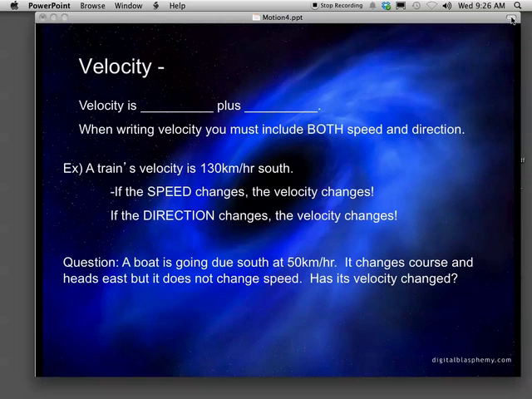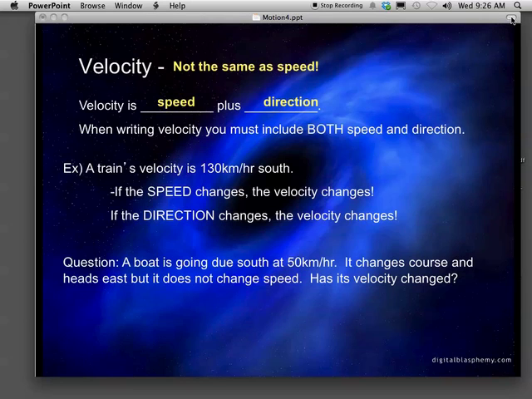Now these are two words that often are used interchangeably, but they're technically not the same thing. Velocity and speed are slightly different, but many people will use them interchangeably. Velocity is similar because it has the speed, but you have to add one piece of information to truly get a velocity. And that information is the direction the object is moving.